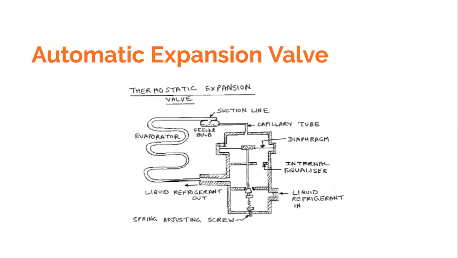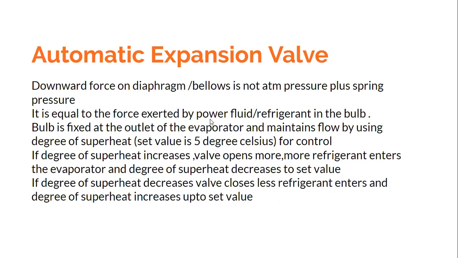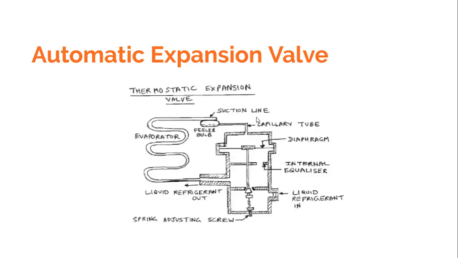So this filler bulb can tell you how much the degree of superheat is, and the refrigerant in this filler bulb would behave accordingly depending upon the change in the degree of superheat. Now what happens is that there is a force, which is exerted by this power fluid or refrigerant in this bulb. So the downward force on the diaphragm, look at this, there is a downward force on this diaphragm. It is coming via this capillary tube, and it is exerted by the refrigerant in the filler bulb.